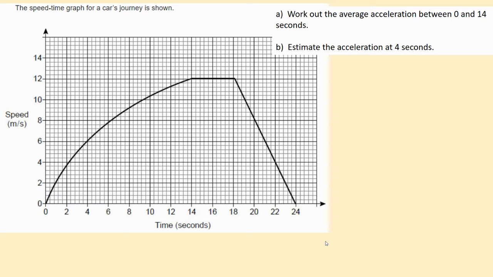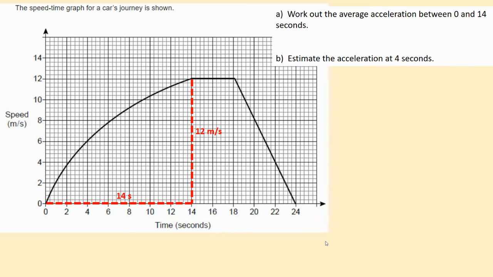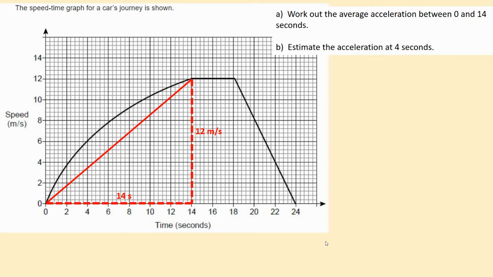Okay, so a reminder at this point, because we've got the curved line in the first part of the graph, that reminds us it's not a constant acceleration. So we're asked to work out the average acceleration between 0 and 14 seconds. To do this, again, we want to highlight the useful information. So we know between 0 and 14 seconds, that was a time of 14 seconds and a speed of 12 meters per second. We then just join those two red lines up with a chord, and we calculate the gradient of the chord. That will then represent the average acceleration at that point.